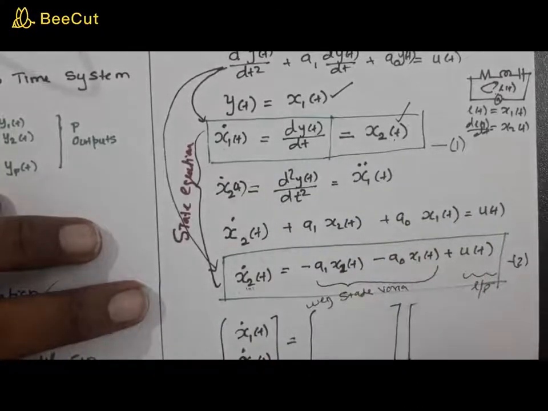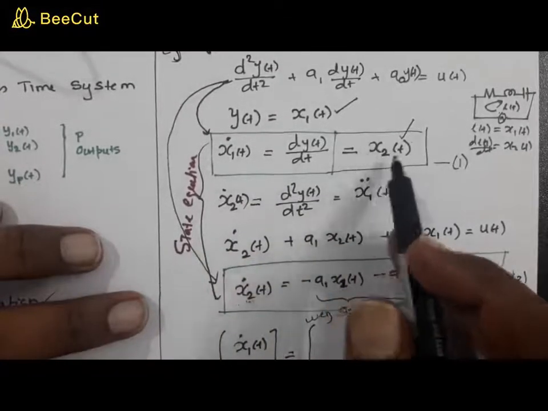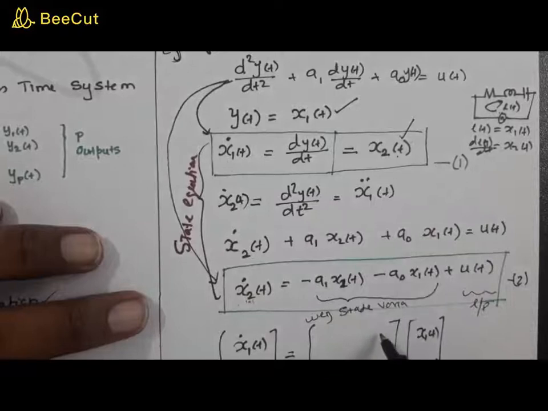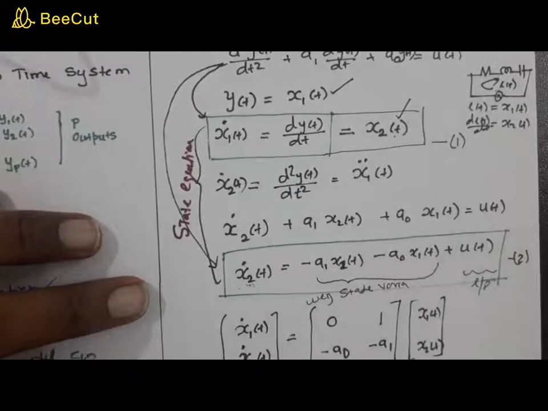So you will be having x1 of t and x2 of t. x1 dot t has only x2 of t, no x1 of t. That means this will be 1 and this is 0, right? That is what this equation says. Now what about this? This will be minus a1, and minus a0. This is minus a0 and minus a1, right? So this is the equation.